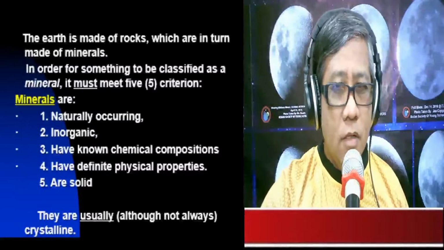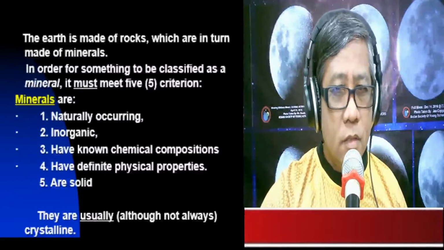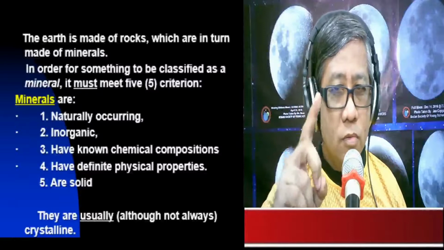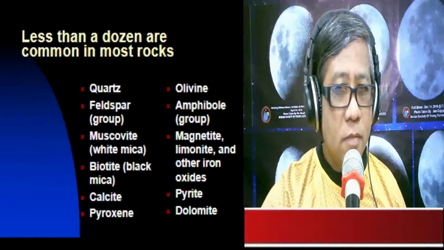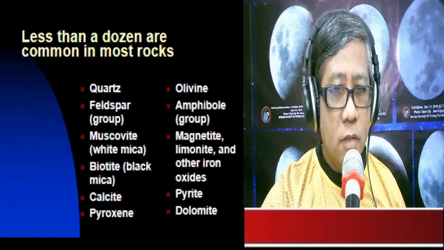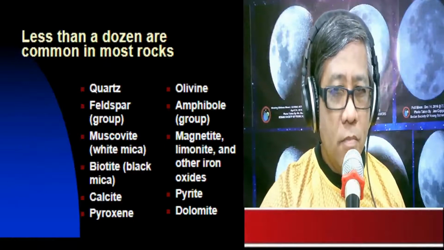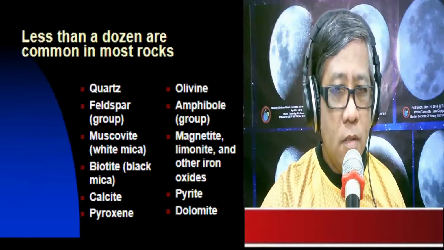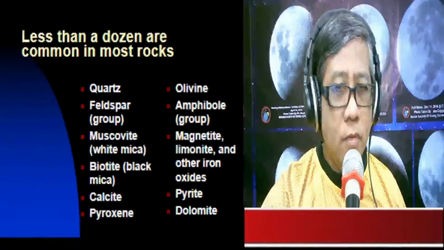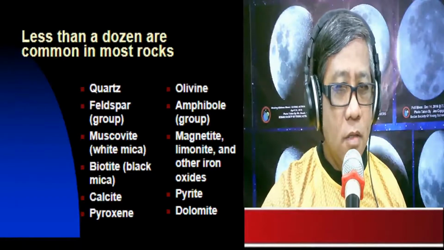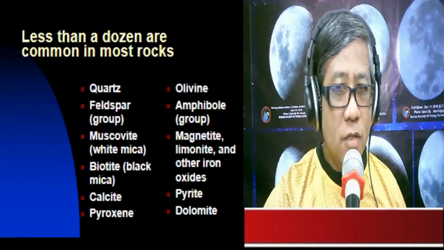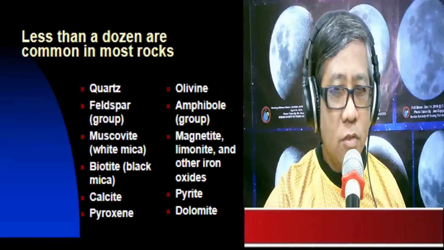Now, the following are examples of minerals common in most rocks. We have minerals like quartz, feldspar, muscovite or white mica, biotite or black mica, calcite, pyroxene, olivine, amphibole, magnetite, limonite and other iron oxides, pyrite, and the most controversial mineral of them all is dolomite.